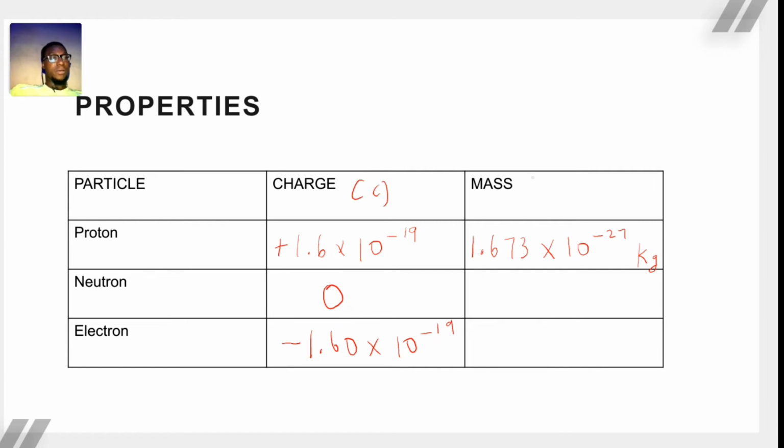Let's just have that here. The mass is in kg. Then the mass of neutron is approximately 1.675 times 10 raised to the power of minus 27. Then electron has a mass of 9.11 times 10 raised to the power of minus 31. Now from this, you can see that the mass of an atom is mostly contributed by the proton and the neutron. The mass of the electron is relatively insignificant. Sometimes in calculations you can be required to use some of these figures.